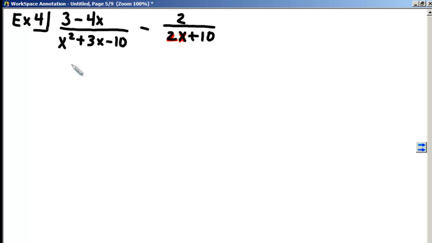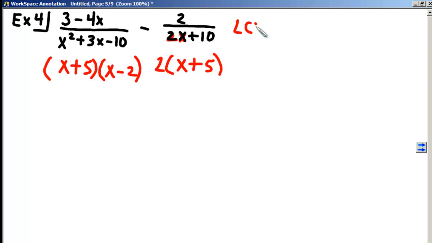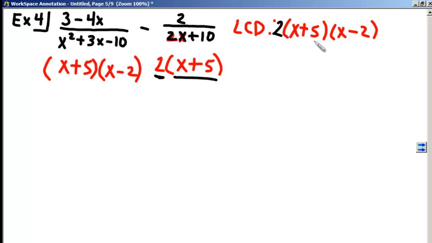Example 4. Factor the denominators. Find the LCD. Our LCD, we write down the first expression. We look at the second expression. Is there a 2 in the expression we wrote down? No, there's not. So we need to multiply by 2. Is there an x plus 5 up here? Yes, there is. So we do not do anything to it. This is my least common denominator.